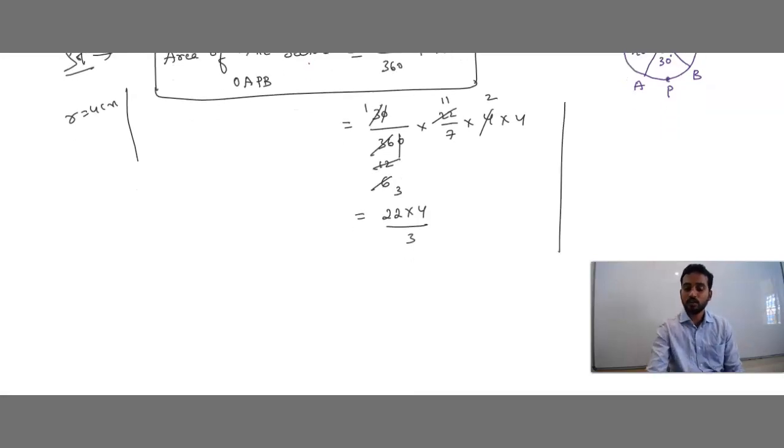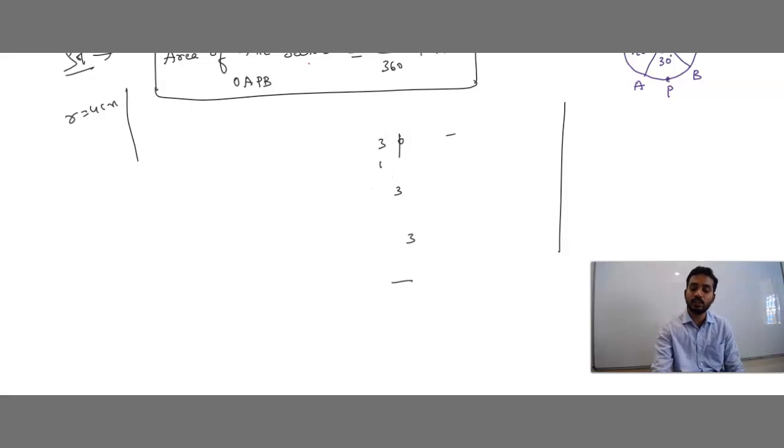If you want, you can put a working column. You can do 22 into 4 is 88 divided by 3. Right? 3 1s are 3, 3 2s are 6. Just a minute. Let me do one thing. Here in this calculation, just a minute, I'll show you one more way to do this.